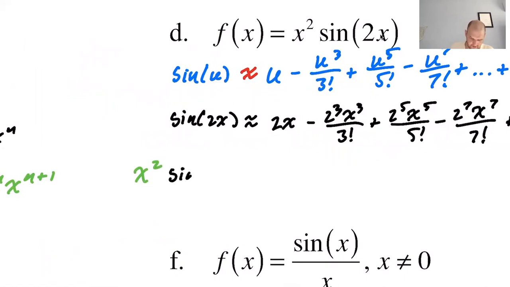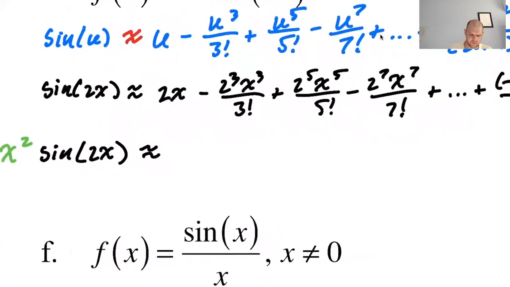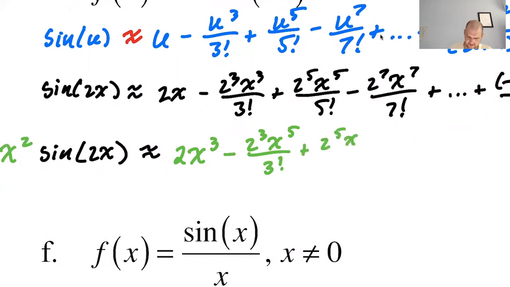Now we're going to multiply everything by x squared. So what's going to happen is all of our exponents for x are just going to increase by 2. So here we'll get 2 x cubed minus 2 cubed x to the 5th, because it's x cubed times x squared, and then plus 2 to the 5th x to the 7th, because it's x to the 5th times x squared, add the exponents, and keep going.